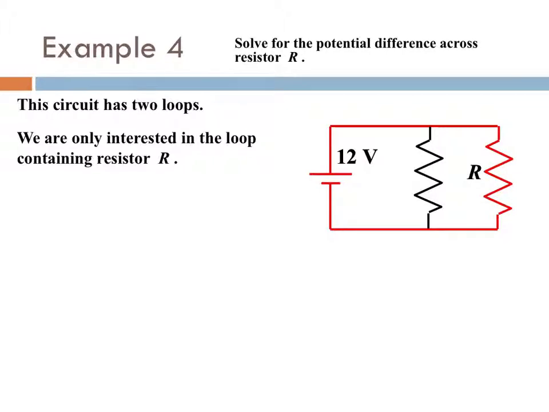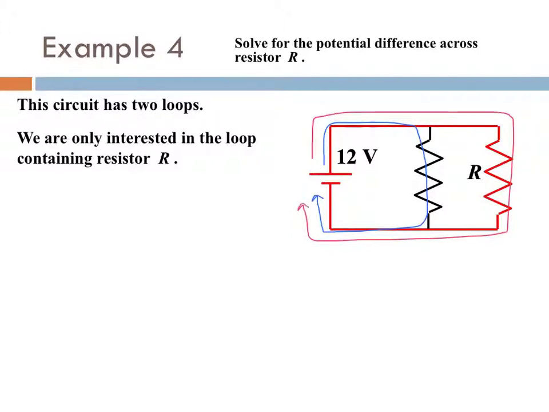Now in this situation, we actually have 2 different ways that our current can go. So we have to write 2 different equations. One that goes one way, and another that goes the second route. Each of these has to lose 12 volts in total.